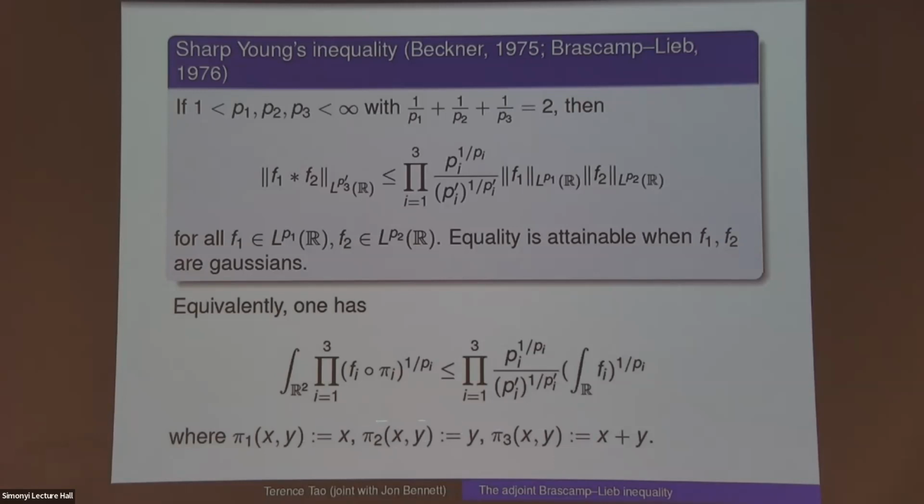But if you pick these 3 projections and you pick 3 functions on the real line, let's say non-negative, and you pull them back to the plane in 3 different ways by composing with these 3 different projections, then again, a certain geometric mean type expression, like a product of roots of these pullbacks, can be bounded by a certain constant times the corresponding combination, and it's the same constant here. And again, if you have F1, F2, F3 as well-chosen Gaussians, then you have equality. And this is an equivalent form.